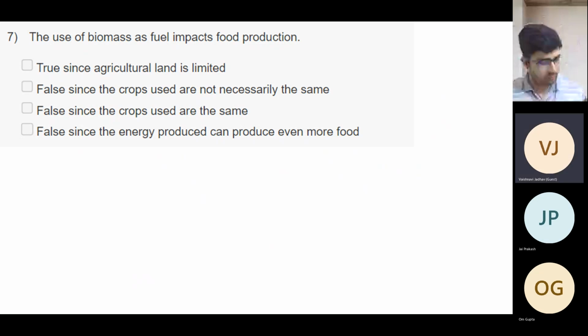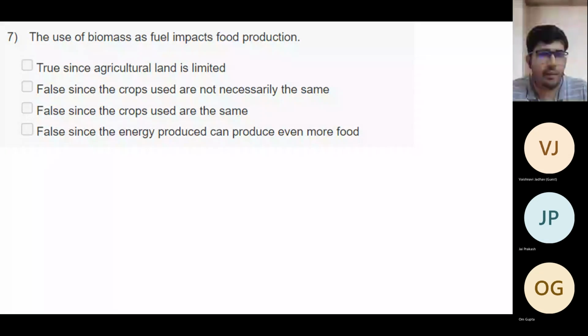Sir, option 3 and 4. Option number 3 and 4. Okay, false since the crops used are the same. False since the energy produced can produce even more food. Okay. Anyone else?